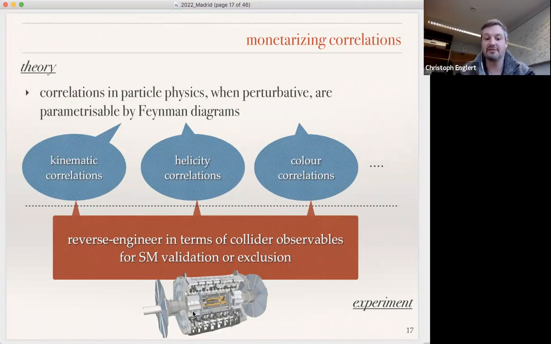So you start with infrared safe and particle level observables, and you reverse engineer them into collider observables that exactly allow you, at least to some degree, to reproduce these correlations and then use these correlations to tell apart new physics from standard model physics. And the question that we asked here, in a recent paper from the end of last year, is, can we actually cut out the middleman? Can we make this reverse engineering a little bit more efficient?